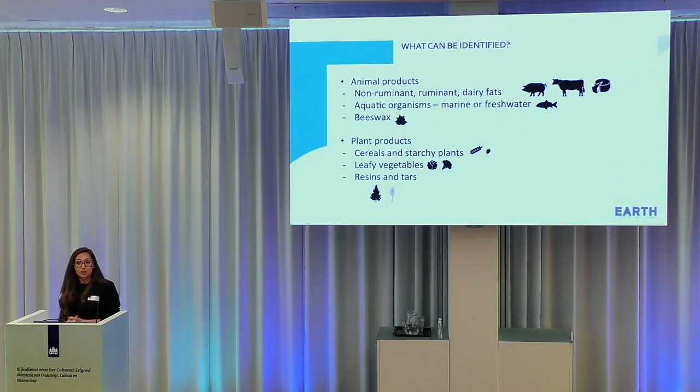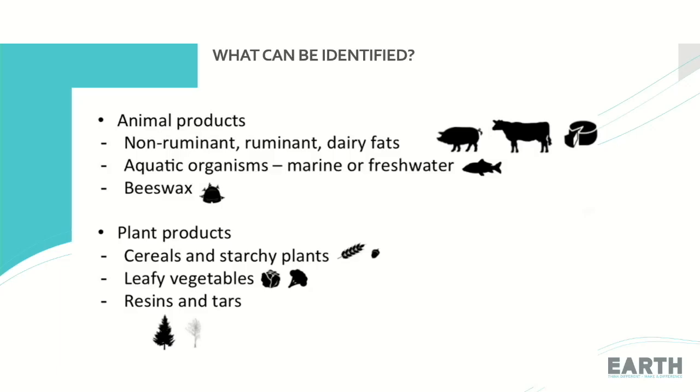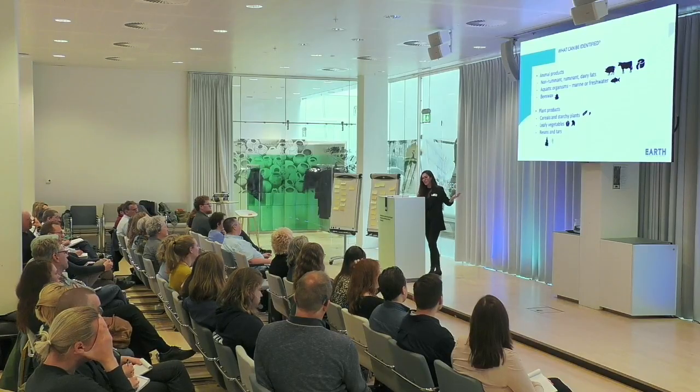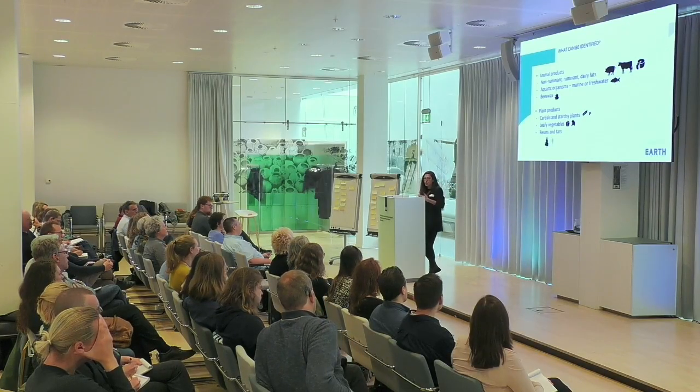We can also analyze aquatic organisms, and we can differentiate marine resources from freshwater resources. And we can analyze biomass. We can analyze plant products to a certain extent. And that could be cereals, starchy plants, leafy vegetables, raisins, and tars. And for these identifications, actually, we use different kinds of protocols for extraction. So not every analysis that you ask for will give everything that is listed here. That's why we need a very specific research question from you.